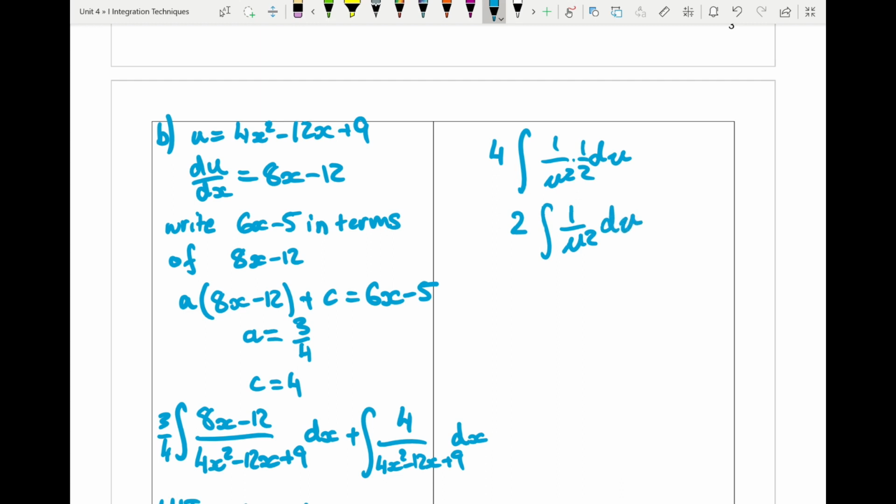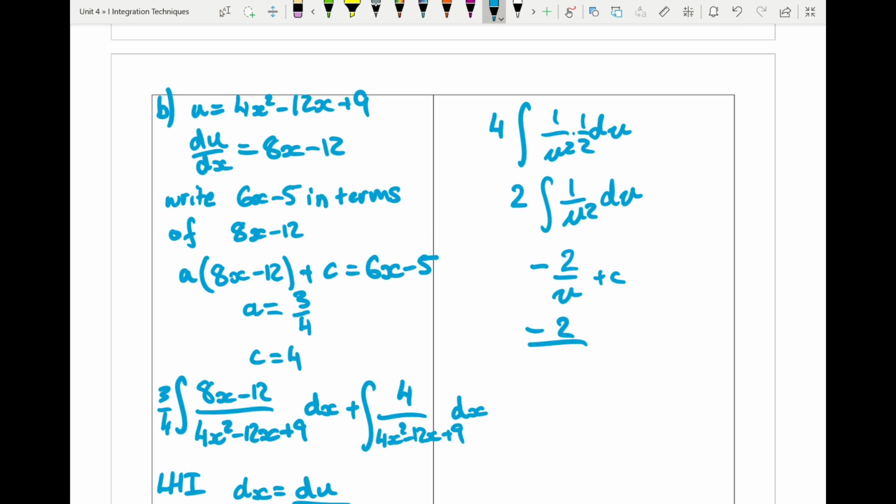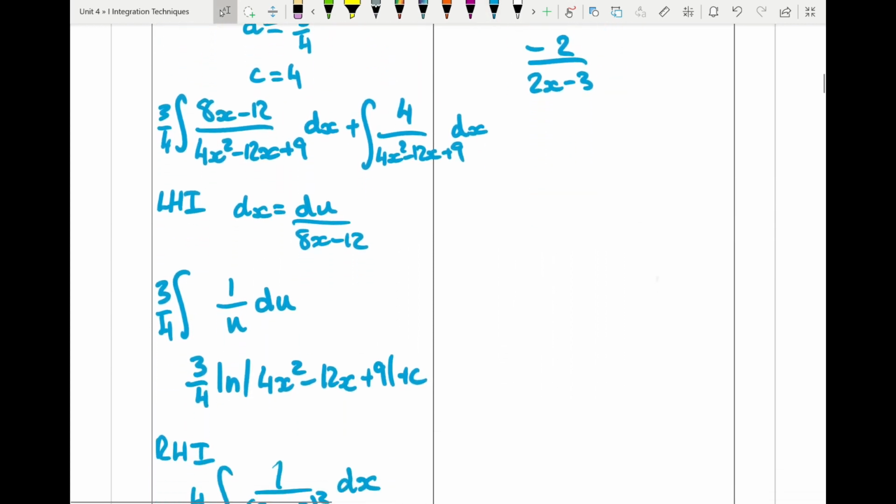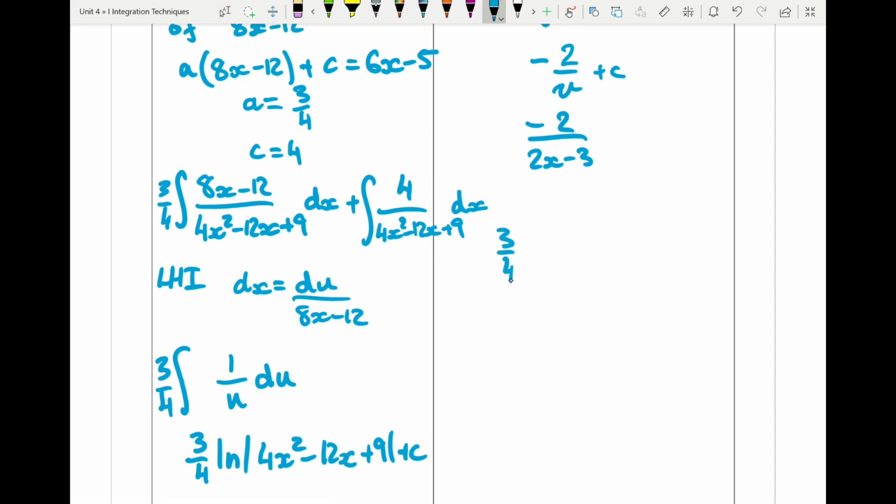And we don't have to use natural logs here because it's a power greater than 1. So that just gives us minus 1 on v times 2, so that gives us minus 2 on v plus c. So substituting v back in, that gives us minus 2 on 2x take 3. So our final equation is 3/4 natural log of the absolute value of 4x squared take 12x plus 9, take 2 on 2x take 3, plus c.